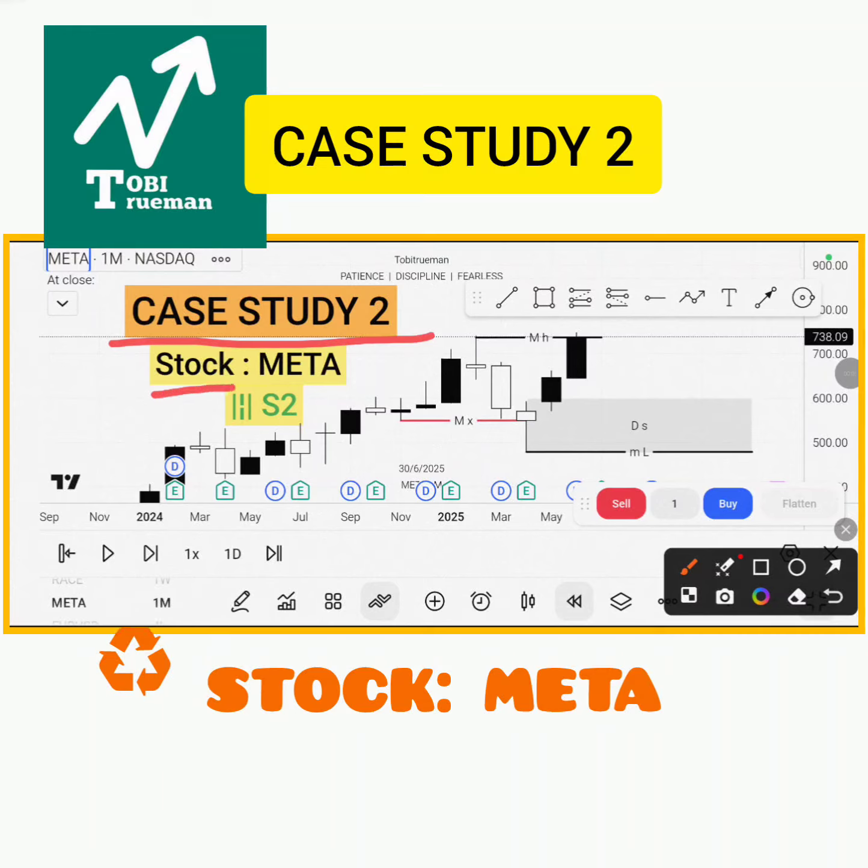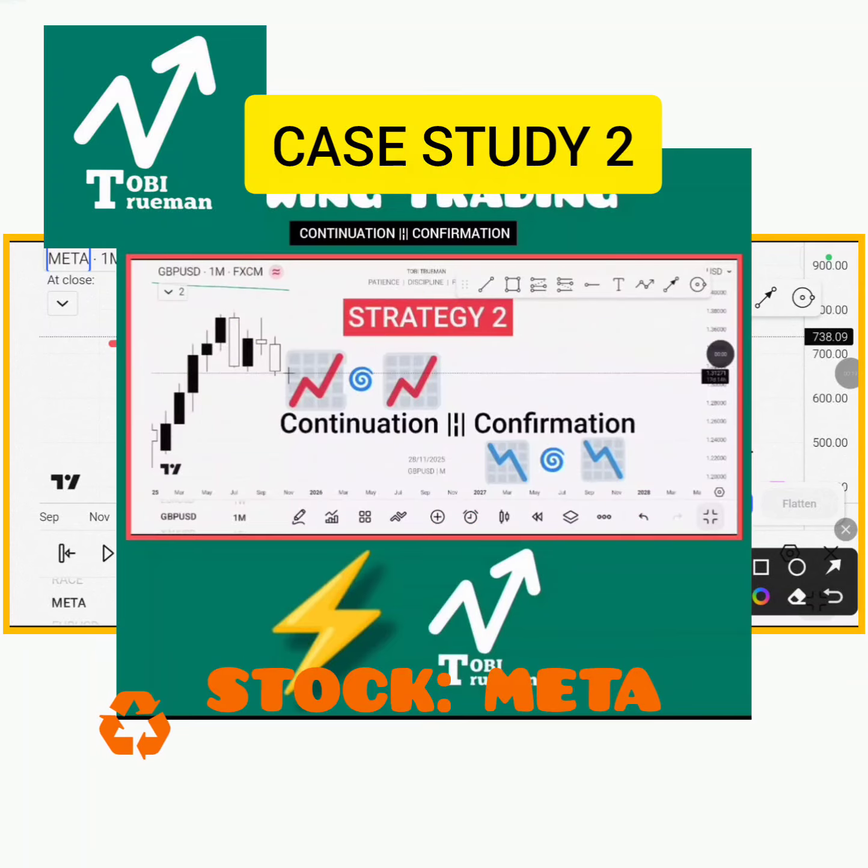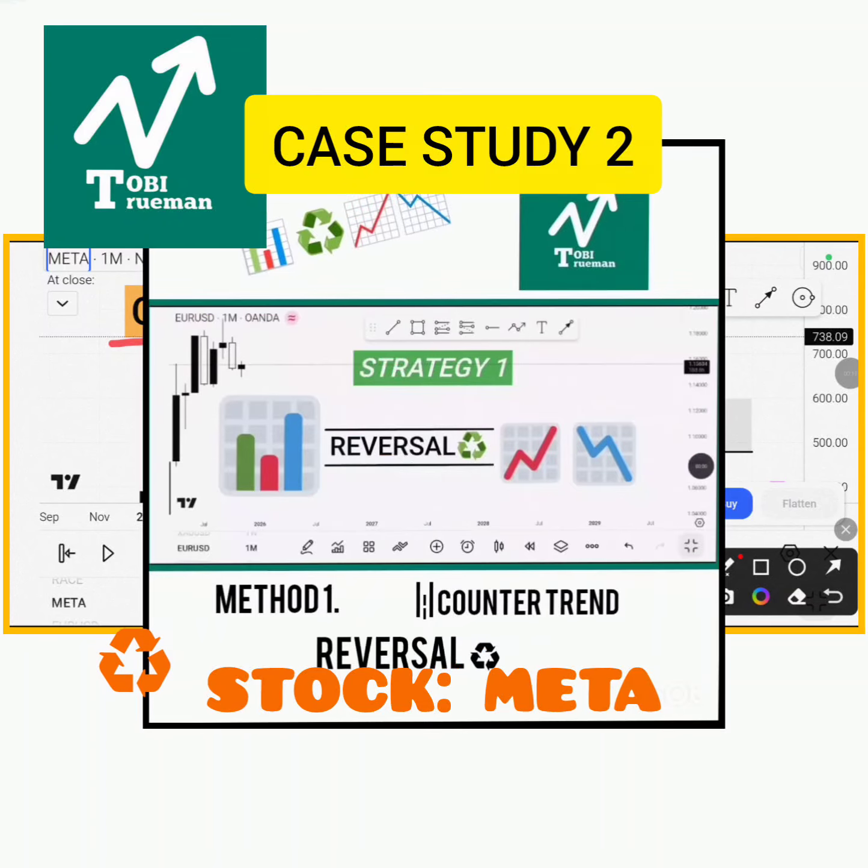We are going to be looking at case study number 2 today, and this is on the stock market, specifically on Meta. Then we are going to also be applying strategy number 2, but it's going to be a combination of strategy number 2 and 1. So we are going to start from strategy number 1 to strategy number 2.